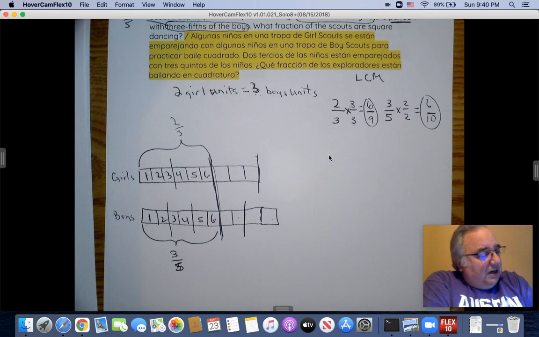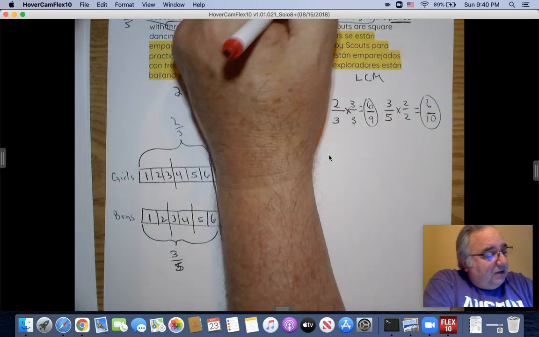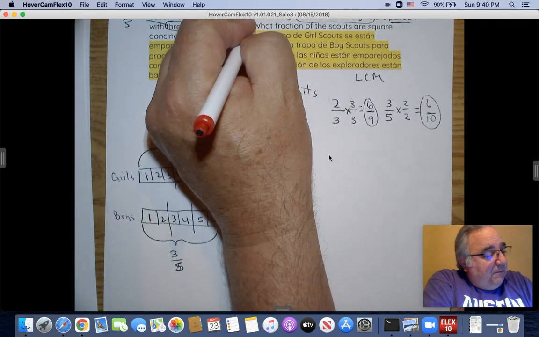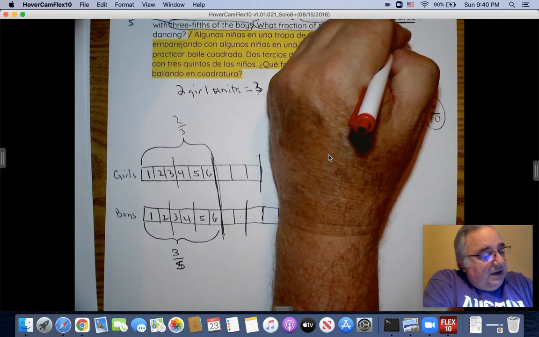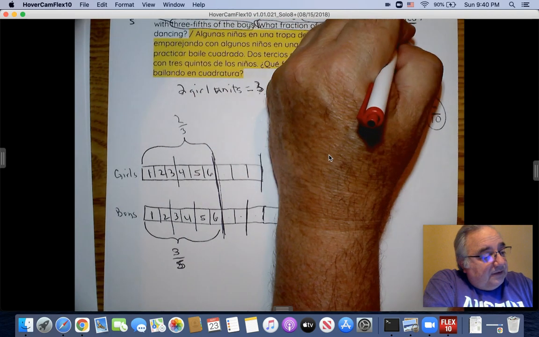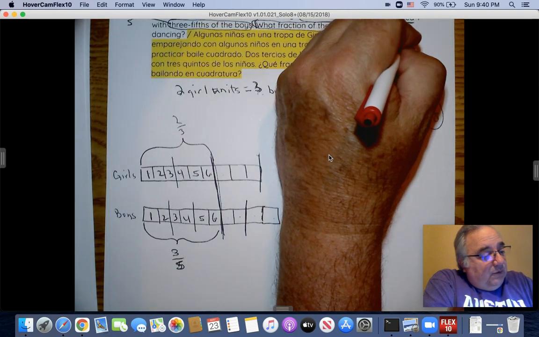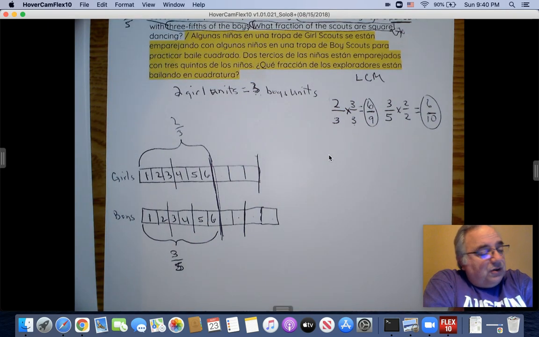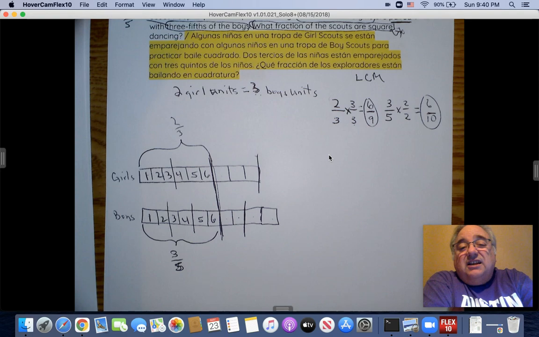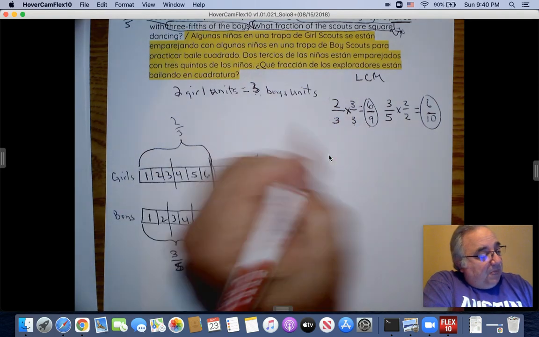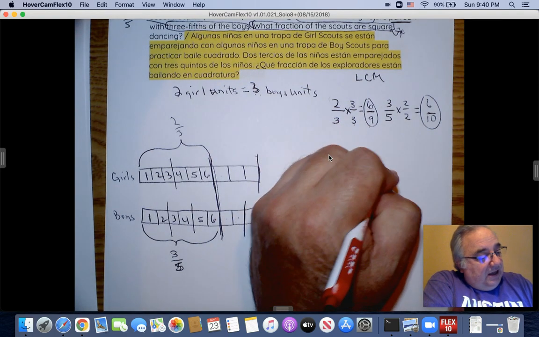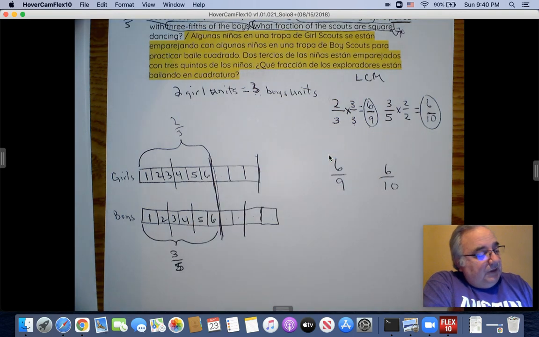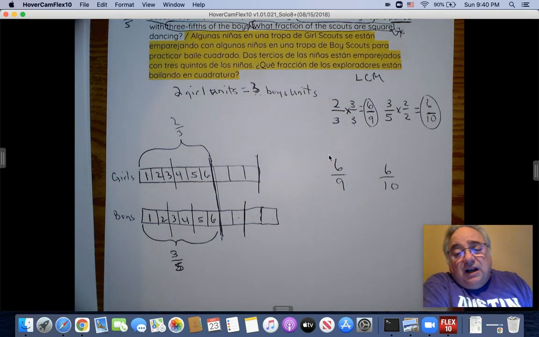So the next thing we're looking at here, so we underlined, we barfed up, we identified some stuff. We identified what we need to answer right here. And what they're asking us to do is, what fraction of the scouts are square dancing? Well, the good thing is that we already have fractions right up here. We have 6/9 and 6/10. Now, you really can't add those up because they don't have the least common multiple. But for this problem, we have to do that.